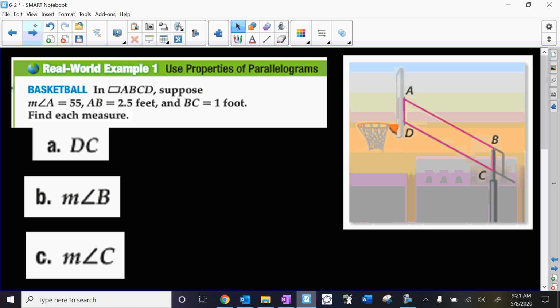So let's do some examples that deal with this. In part A, it wants us to find the value of DC. Well, DC is a side length that is across from AB. One of the properties is opposite sides being parallel and congruent. So if I know AB is 2.5 feet, then DC should also be 2.5 feet.